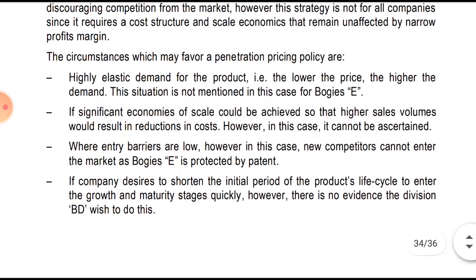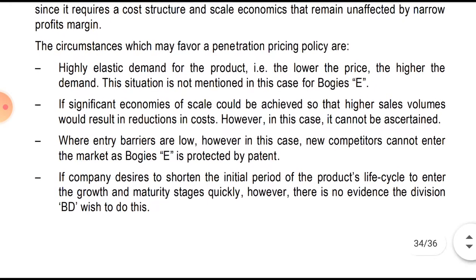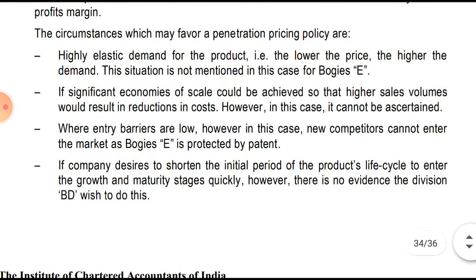First, high elasticity of demand for the product, that is, the lower the price, the higher the demand. Even if the price is lower, demand will be higher. But this situation is not mentioned in the case of Bogie E. Second, if significant economies of scale could be achieved, so that higher sales volume would result in a reduction of the cost.